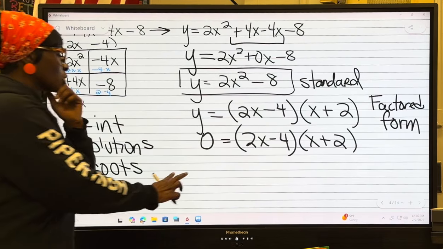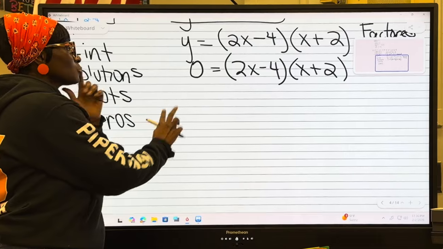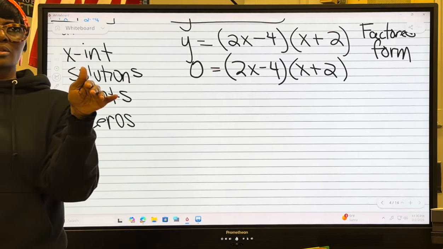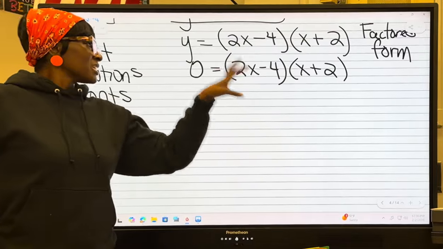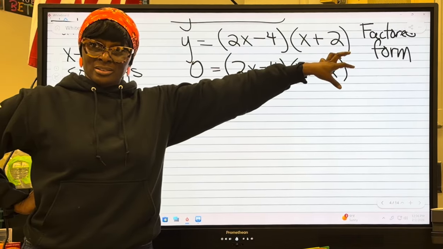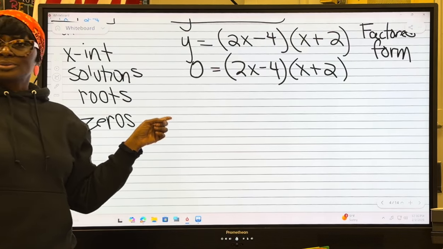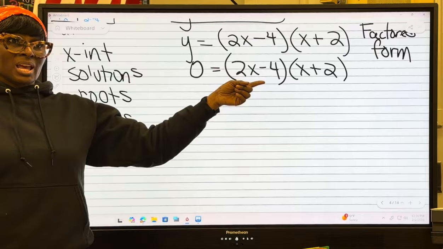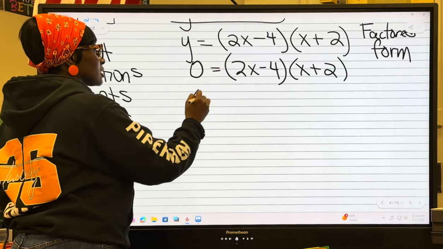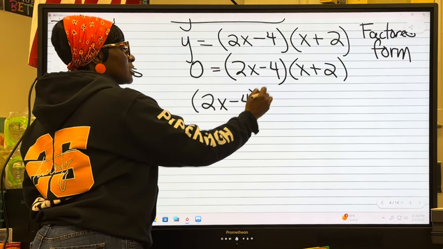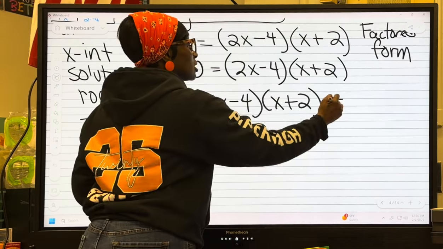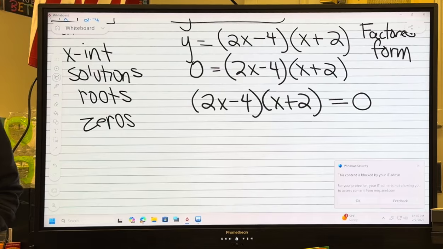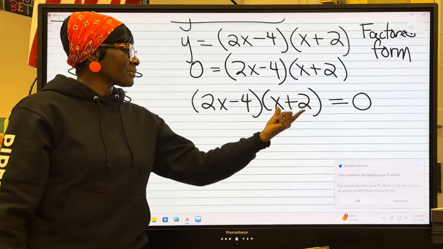Now, I want you to look at this. We plugged in 0 for y because we're looking for x-intercepts. But now this becomes a multiplication problem. Something times something gives me 0. Do y'all see that? I could even rewrite it like this: 2x minus 4 times x plus 2 equals 0. Same thing. Something times something gives me 0.